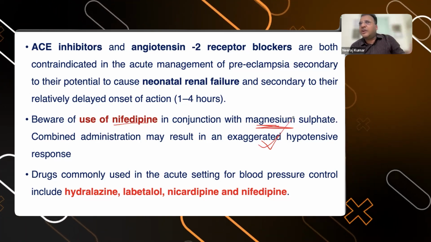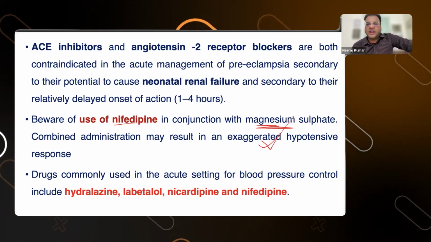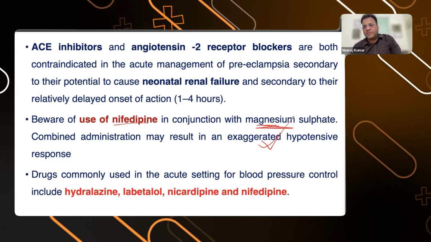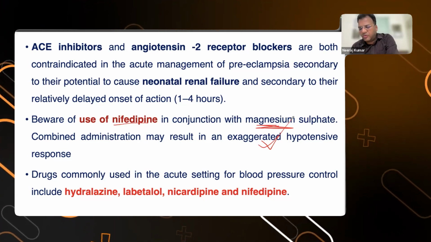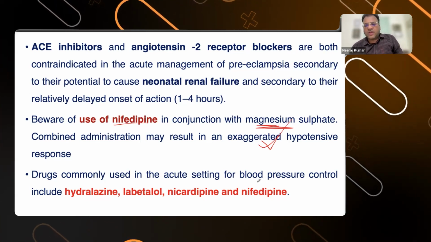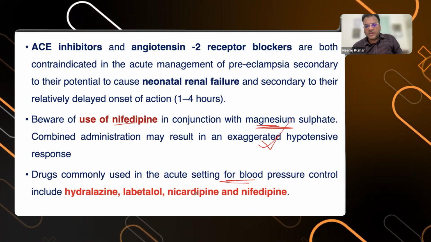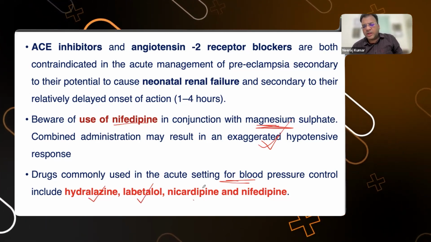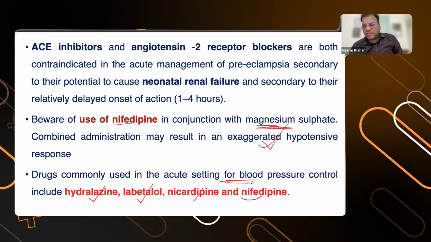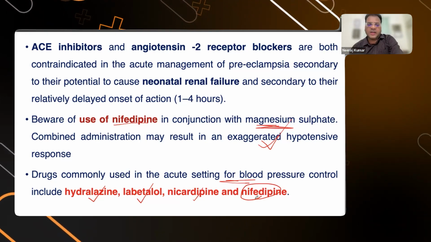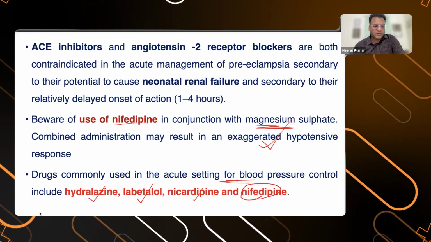Many times, students used to tell that we'll use nifedipine for managing these patients. IV nifedipine or oral nifedipine can be used, but if the patient is on magnesium sulfate, you have to avoid that. The commonly used drug in these acute settings: the first choice is definitely hydralazine, then labetalol, then nicardipine, and only the last choice is nifedipine, only if magnesium sulfate is not given concomitantly. So these are the things that you have to remember.